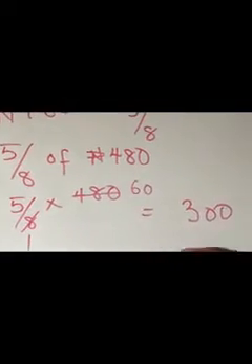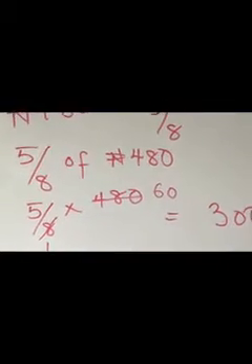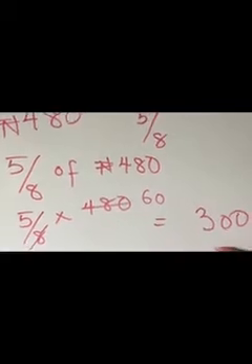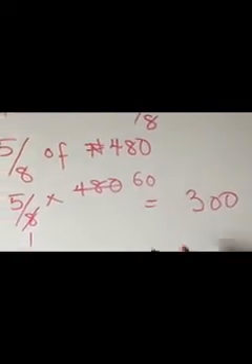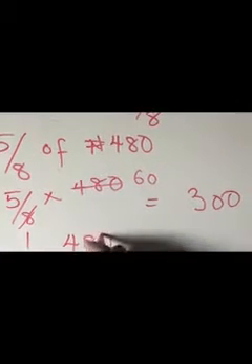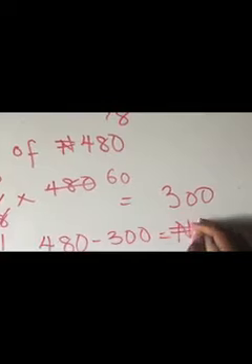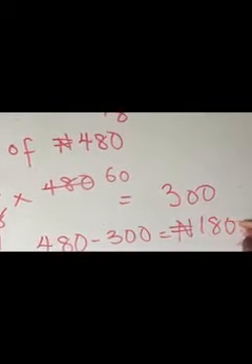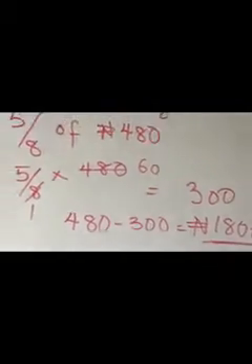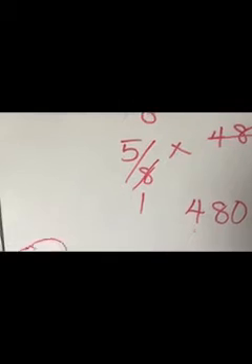Some people might just be eager: oh, I've gotten the answer. No, you have not gotten the answer, because the question asked was, how much does he save? The only thing we've gotten now is how much he gave his wife. So we have to find how much he saves. If he gives his wife 300 from his salary, it remains 180 naira. Okay? So we move to the next question, 11.